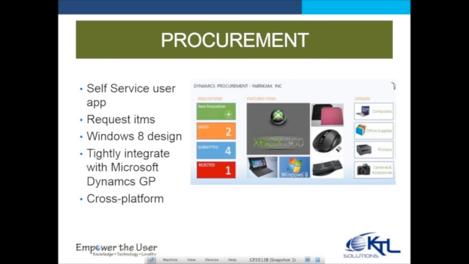The procurement, here's a little idea of what this may look like in the future. So it's going to be a self-service user app, requisitions submitted. So as you can see right now, that Windows 8 interface here. You have catalogs, so you'll be able to group your items in different types of things for the employees to be able to find them. You know, technology, office supplies, and things like that. And it will be cross-platform available.